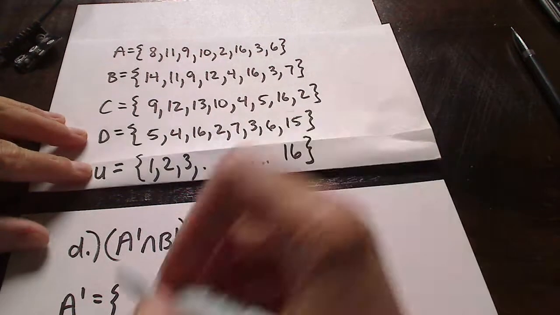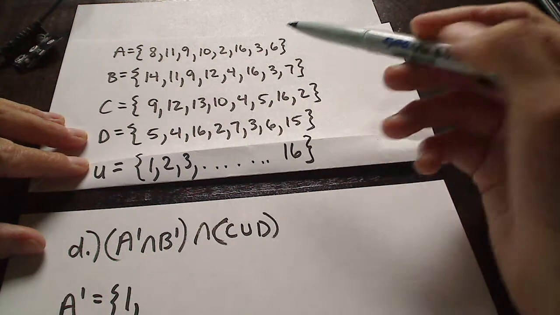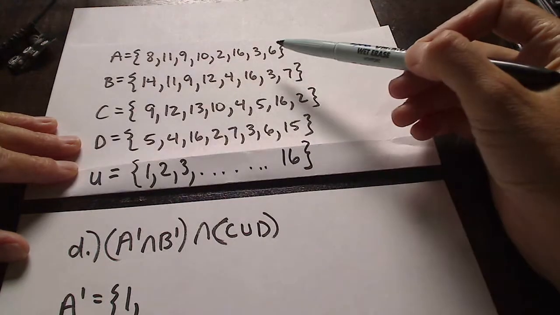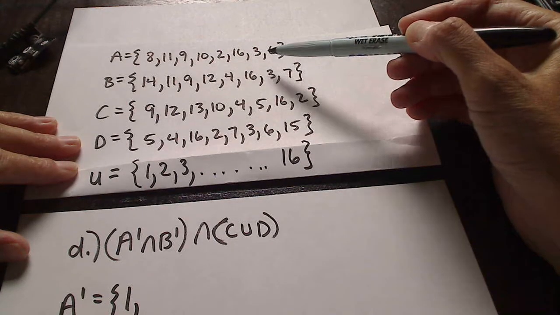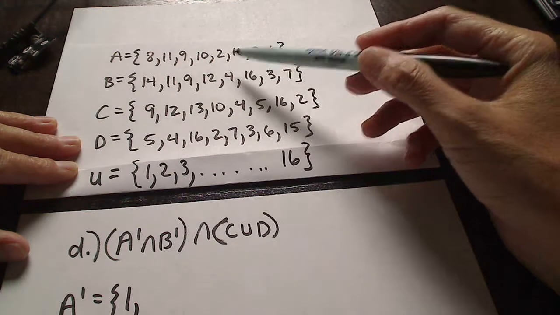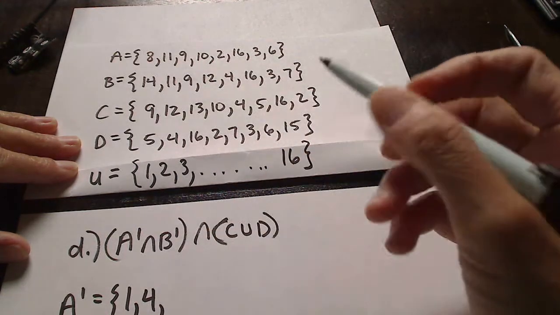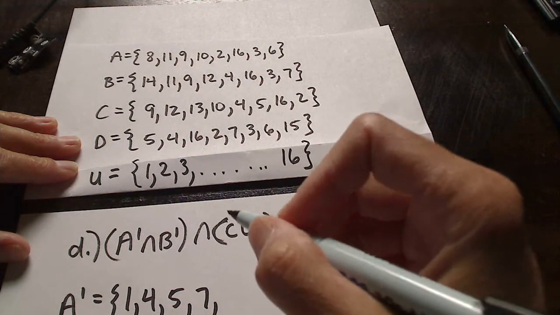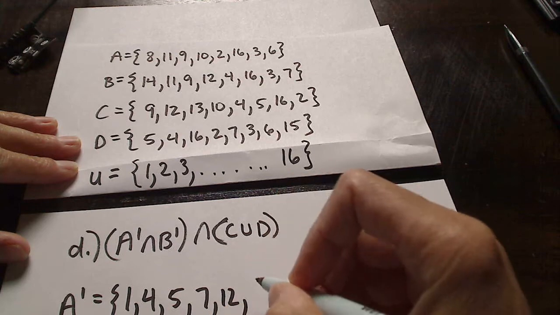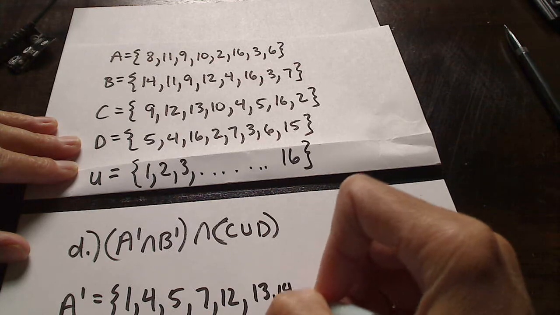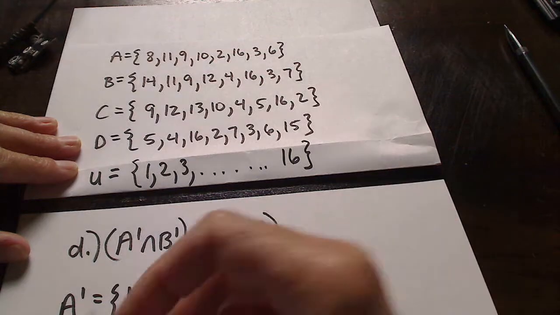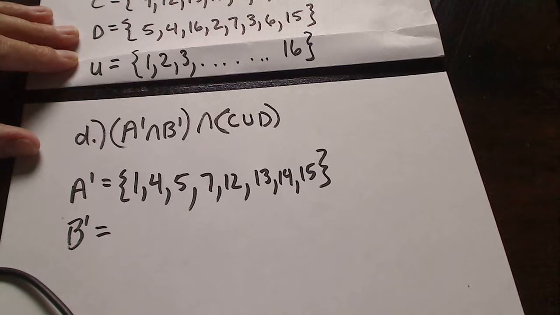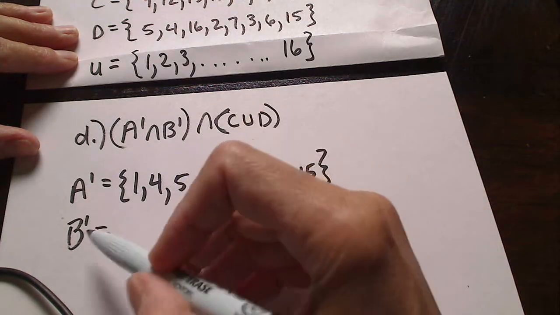is going to be, let's see, there isn't a 1, right? So when we're looking at the negation or the not, we're looking for everything that's in the universal set that isn't in A. So I don't see a 1 in A. I see a 2 and a 3. I don't see a 4. I don't see a 5. I see a 6. I don't see 7. 8, 9, 10, 11. I don't see 12 or 13 or 14 or 15, and I do see a 16. Whoops. Okay. Part B here, B naught.